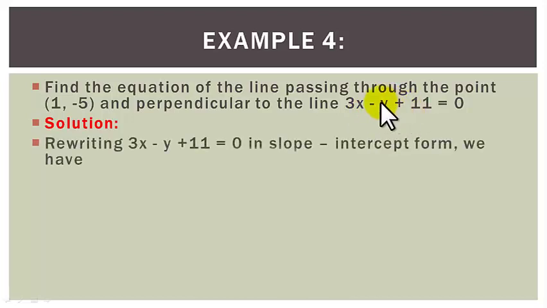So rewriting this equation in slope/intercept form, we will have y equals 3x plus 11, thus giving us slope m equals 3. Since the required line is perpendicular to this line, then its slope will be equal to minus 1 all over 3.